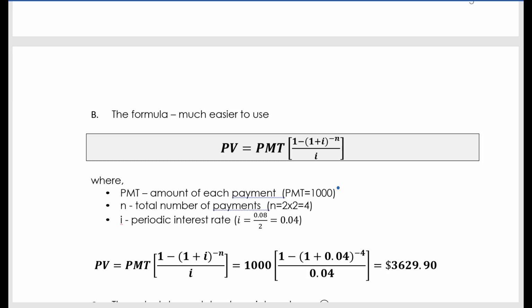$3,629.90. You notice for the exact same question, the future value of that annuity was $4,246, but the present value is $3,629. Okay, that's called the time value of money, right?